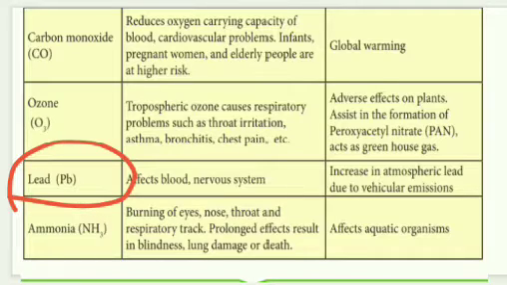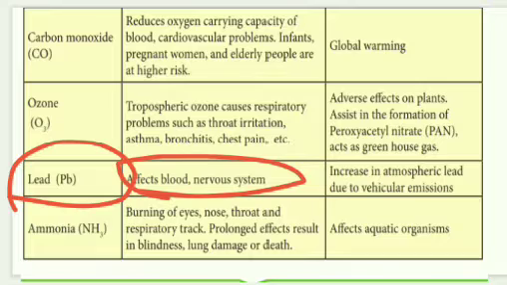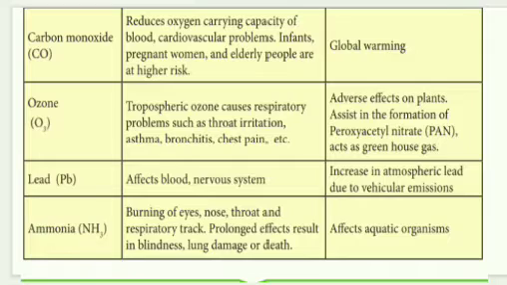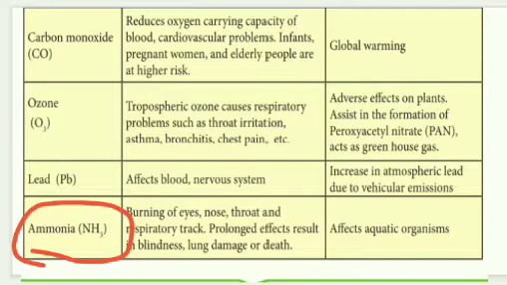So these are the sources of lead. Now this lead affects blood and nervous system in humans, and it can increase atmospheric lead due to vehicular emission. So emission of lead in atmosphere can cause various effects on environment also.